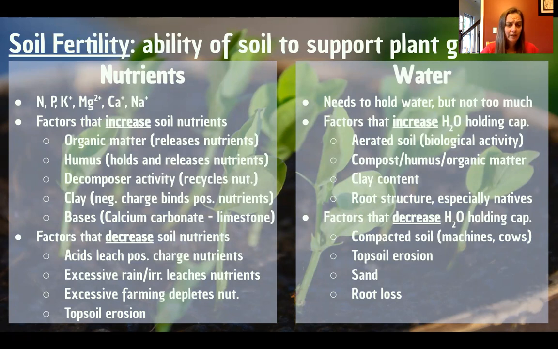Now, when it comes to nutrients, things like nitrogen, whether that's in the form of nitrates or ammonia, phosphates, potassium, magnesium, calcium, even sodium, all of those nutrients are necessary for plant growth. And so the things that are going to increase our soil nutrient levels are lots of organic matter, because that's going to decompose and release the nutrients into the soil. Humus, which is that decomposed organic material. Decomposer activity, so lots of worms, pill bugs, all those little decomposers whose job it is to recycle those nutrients.